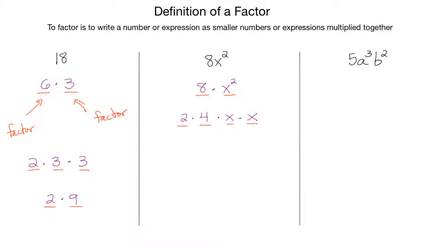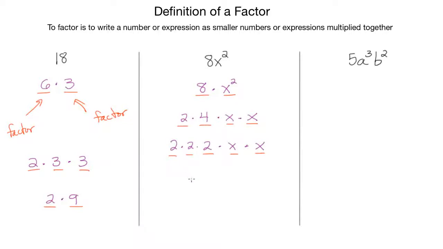And I could even go one step more. 4, I could rewrite as 2 times 2, so 2 times 2 times 2 times x times x. And that's about as far as I can go. 2 is a prime number. I can't factor it anymore, and I can't factor the x down. But I can get combinations of this now, right? So those are all factors. Those are all different ways of rewriting 8x squared into smaller factors.